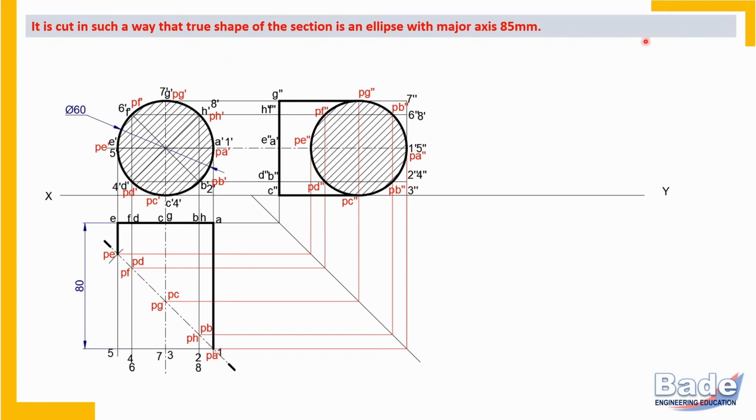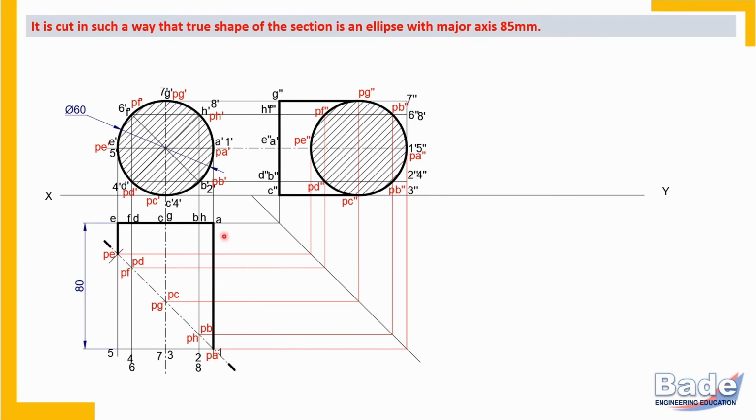Major axis is given as 85 millimeter. So I took 85 millimeter in compass, and from point 1, this corner 1, as a radius, I cut this boundary generator, so that we got overlap of the cutting line on the top view as 85 millimeter. Now, important thing is, why should we choose this point 1 to draw the arc?